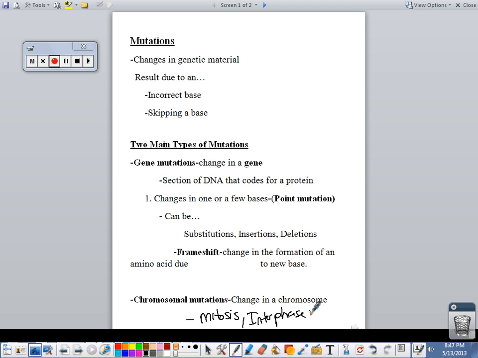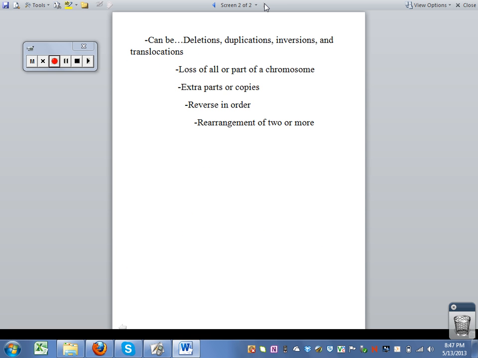The DNA is copied, and maybe it's done wrong, or maybe during mitosis when the DNA splits apart from the metaphase plate, more than half is pulled to one side. So on one side you've got not enough, on the other side you've got too much, and that causes the chromosome to be mutated. So with a gene mutation, just a section of the gene changes, but with a chromosome, the whole thing changes very drastically. A chromosomal mutation can be a deletion, duplication, inversion, or translocation.